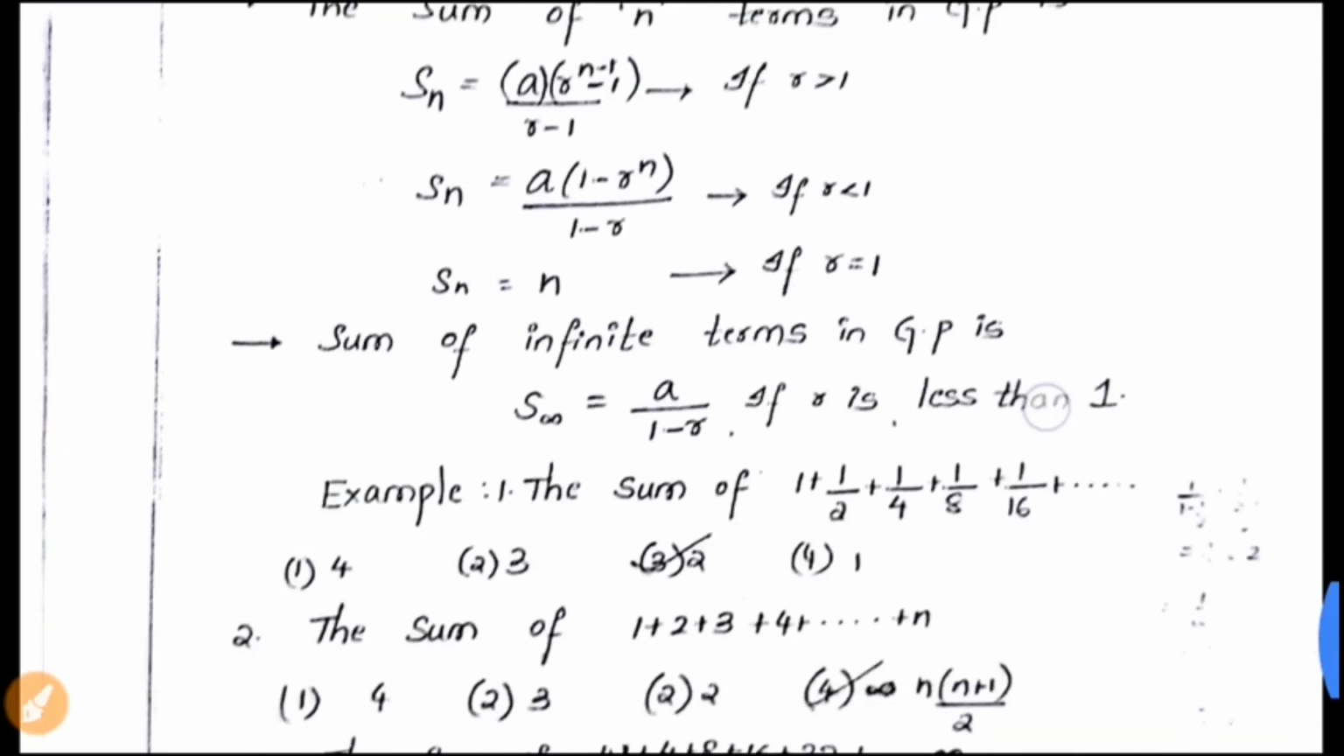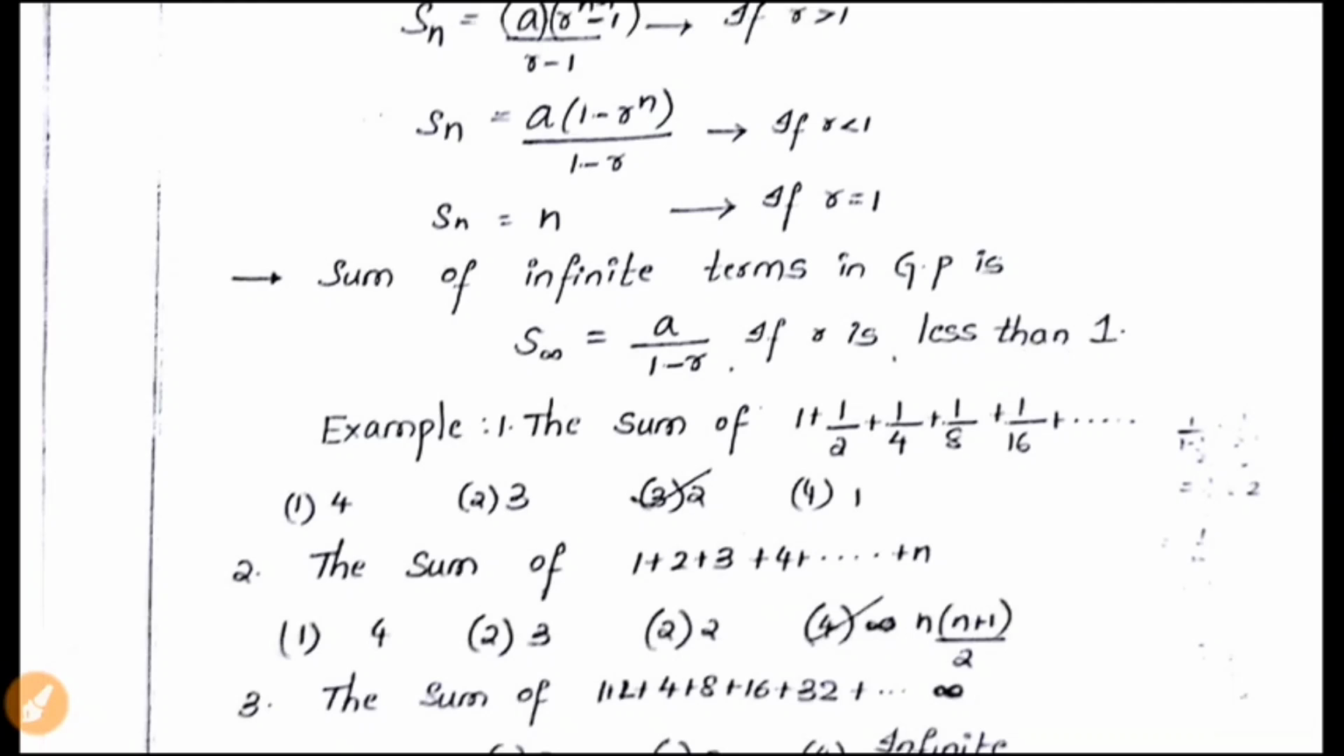Next, sum of the infinite terms in GP. S infinity is equal to A by 1 minus r. They will give the terms and so on, asking what is the infinite sum. So r is less than 1 only. Example, sum of 1 plus 1 by 2 plus 1 by 4 plus 1 by 8 plus 1 by 16 plus and so on. Using this formula you can easily get it. So 1 by 1 minus 1 by 2. 1 minus 1 by 2 means 1 by 2. So 1 by 1 by 2 means 2 goes upside.